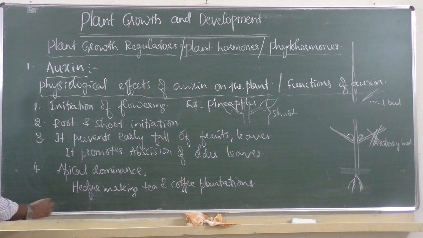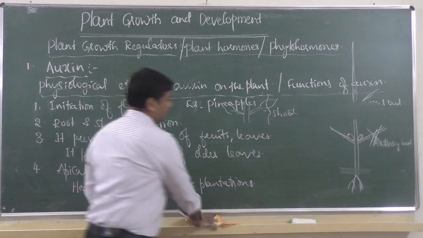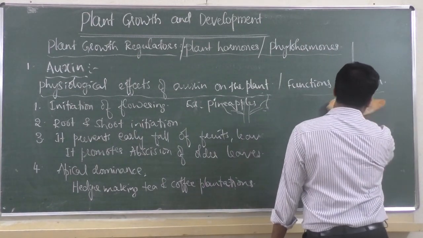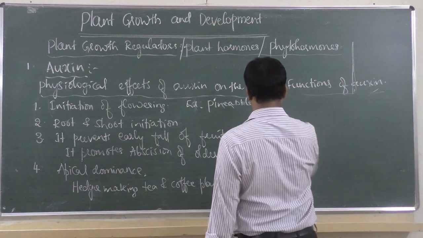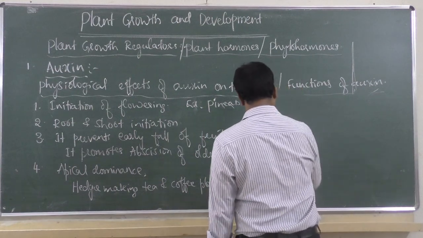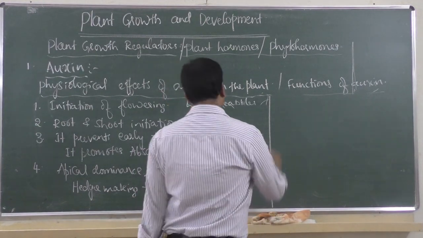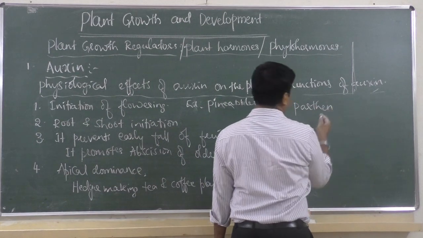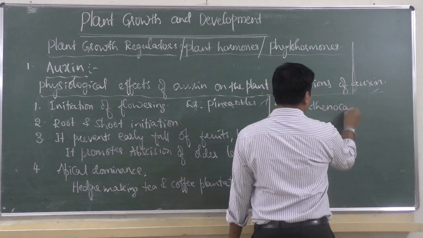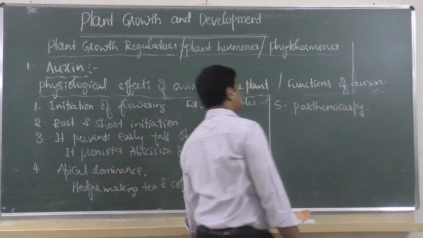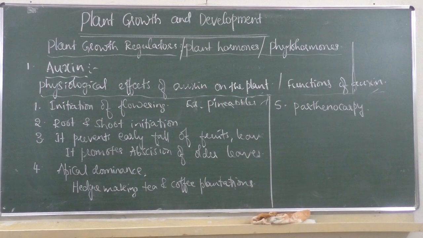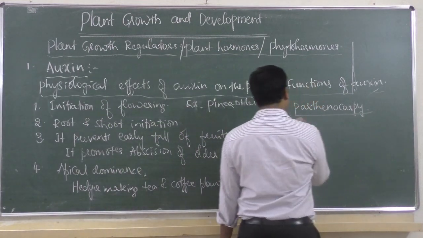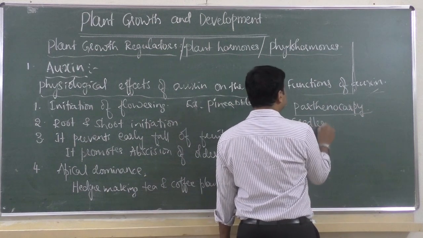Okay, next, I'll write here. Fifth point, auxin causes parthenocarpy, or you can also say parthenogenesis. Actually it causes parthenocarpy. Parthenocarpy means production of seedless fruits.